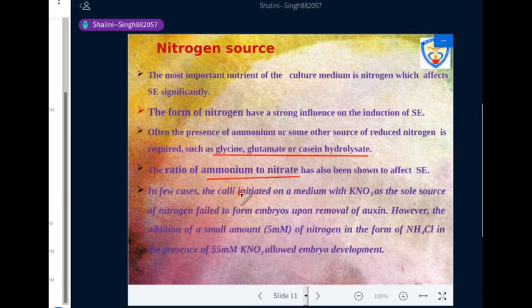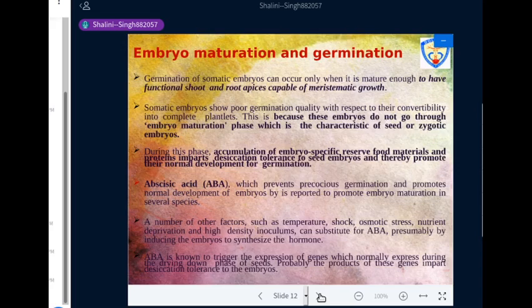In a few cases, the culture was initiated on a medium with KNO3, that is potassium nitrate, as the sole source of nitrogen and failed to form embryos. However, the addition of a small amount, around 5 millimolar, of nitrogen in the form of ammonium chloride in the presence of 55 millimolar potassium nitrate allowed embryo development.